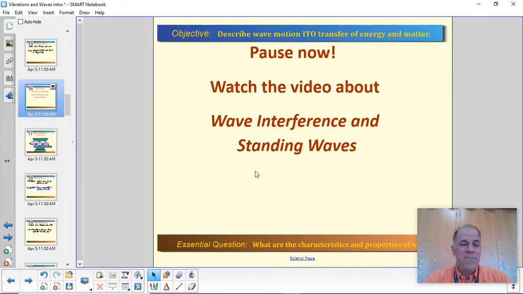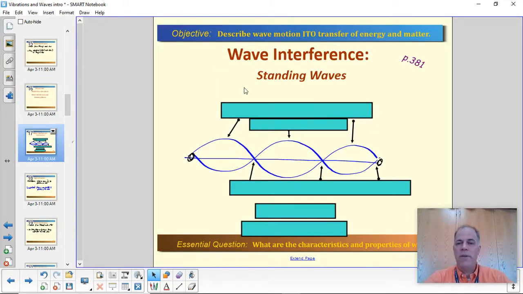Okay, welcome back. And now we're going to summarize the standing wave bit. So here it is, wave interference with standing waves. We have some terms that we need to know that go with this information. And everything that I'm telling you is on page 381 in the textbook if you want to check it out there.